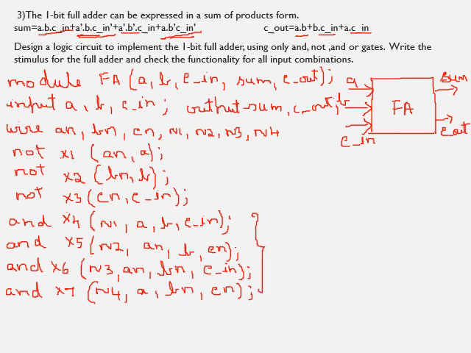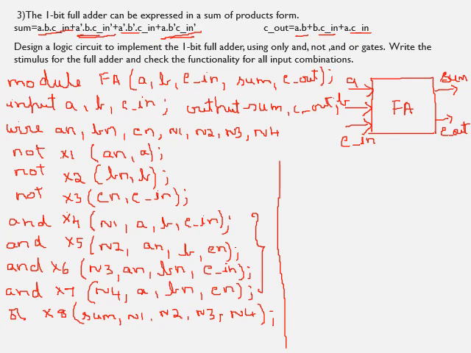Now for finding the sum, I have to OR all these 4. So I will instantiate an OR gate. Let this be x8. Output of the OR gate is nothing but sum, and the 4 inputs are the 4 product terms N1, N2, N3 and N4. So we are done with the sum of the full adder.